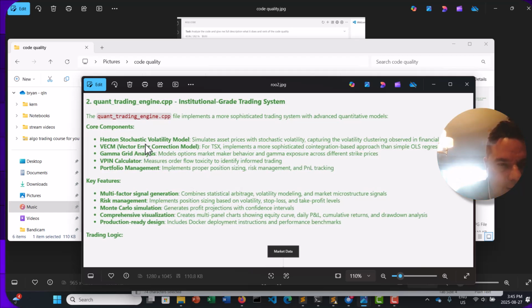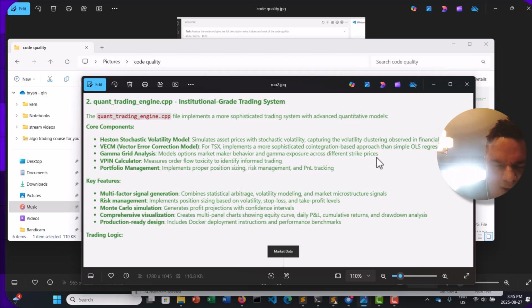This one's now using Heston stochastic volatility model. Again, just to reinforce this, it simulates asset prices with stochastic volatility, capturing the volatility clustering observed in financial markets. The VECM, it's not specific for the TSX, a more sophisticated cointegration-based approach than a simple OLS regression. So it's also, as I said earlier, with the other types of analysis, gamma grid analysis modeling options market making behavior. The other ones didn't mention that. Models options market making behavior. That's HFT talk right there.